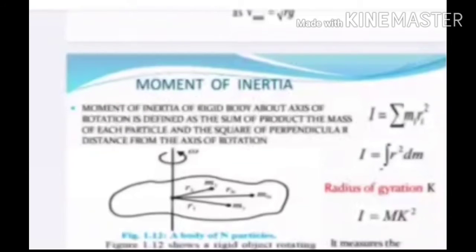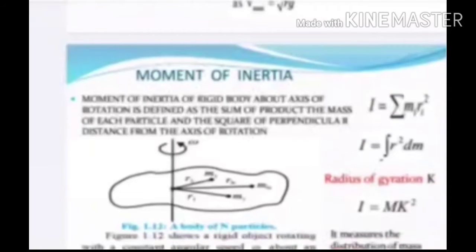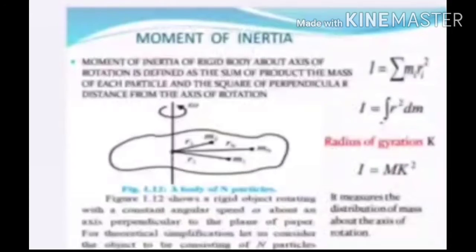The next term also involved in the moment of inertia is the radius of gyration. Radius of gyration notation is capital K, and it measures the distribution of mass about the axis of rotation.